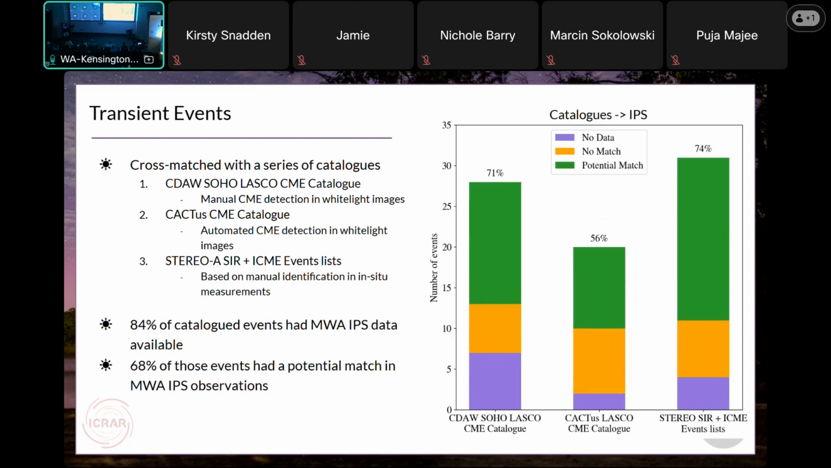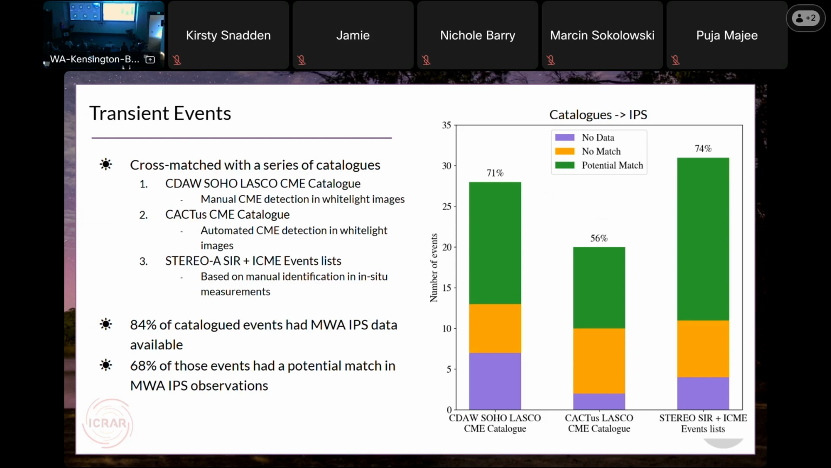Now, 68% of those events, so 68% of the 84% of catalogued events, had a potential match in our observations, meaning we have captured something in our field of view that could potentially line up with the catalogued event. With our strongest cross-match with that STEREO catalog, the catalog that's not just looking at CMEs, but also stream interaction regions. This isn't surprising, both of these features will create density enhancements that IPS can see. So it makes sense that we would cross-match with the catalog that shows both, not just one of them.